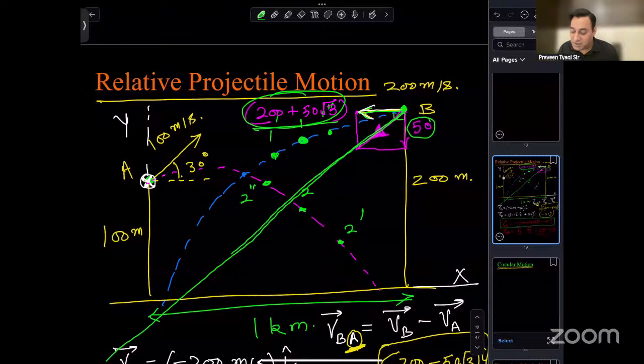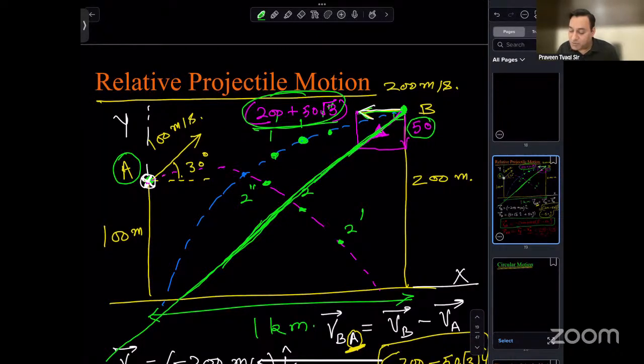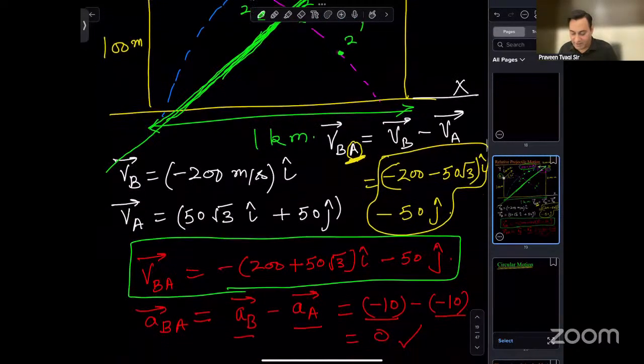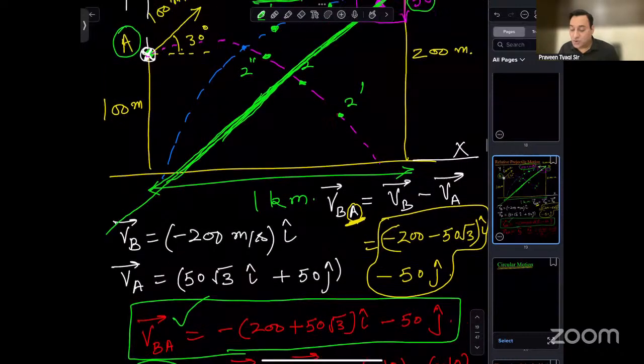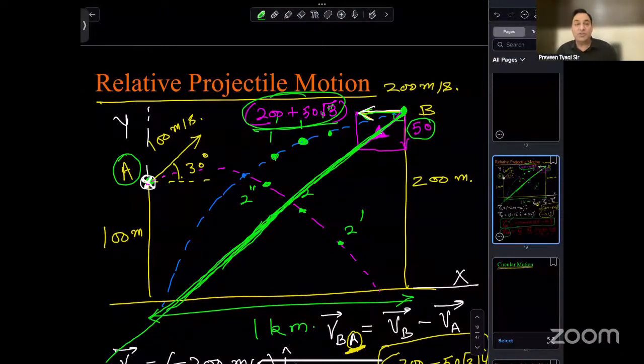So B, see the beauty of this relative motion in projectile. A is the observer, and he feels that B is not having any projectile motion. It is moving in a straight line with this velocity, this velocity, this velocity, and acceleration is 0. So it becomes a straight line motion question. If I ask you what is the closest distance, it becomes so simple to answer. Just see this. Drop a perpendicular from here and you will get the answer.